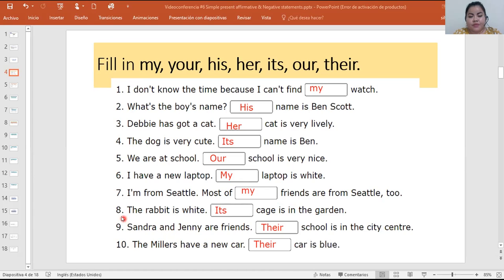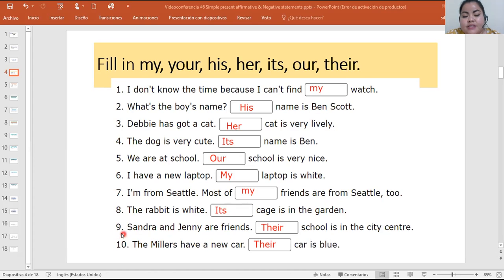Sandra Velasquez. The rabbit is white. Its cage is in the garden. Cage. Garden. Its cage is in the garden. Is in the garden. Thank you so much. Let's continue here with number 9.